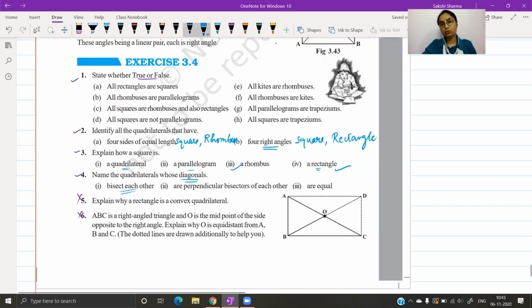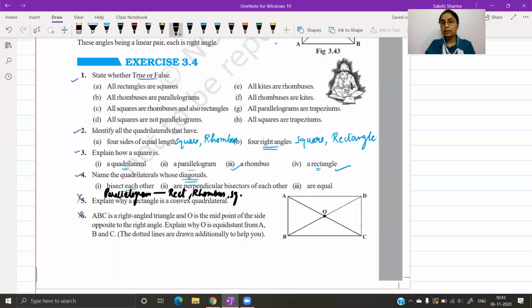And you have to identify those quadrilaterals. So diagonals bisect each other in a parallelogram. You can write down the answer as parallelogram. Further, there are three types of parallelograms. You cover rectangle, rhombus, and square. All three are parallelograms. In each of these, the diagonals bisect each other.